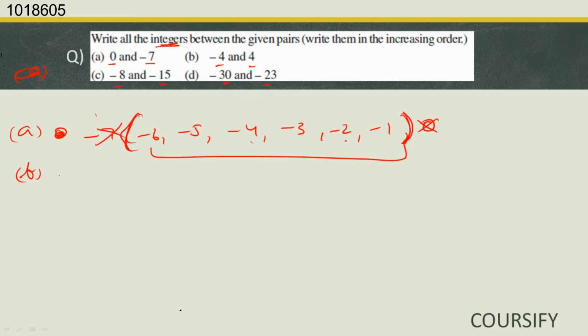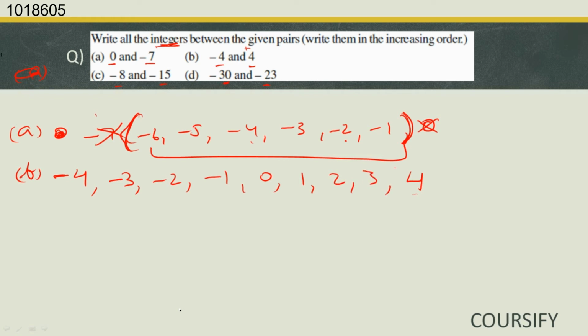Next we have -4 and 4. As you know, 4 is bigger because it has a positive sign. So write 4 on one end and -4 on the other, and 4 should be on the right side. Then just fill in all the numbers: -3, -2, -1, 0, 1, 2, 3, and 4.